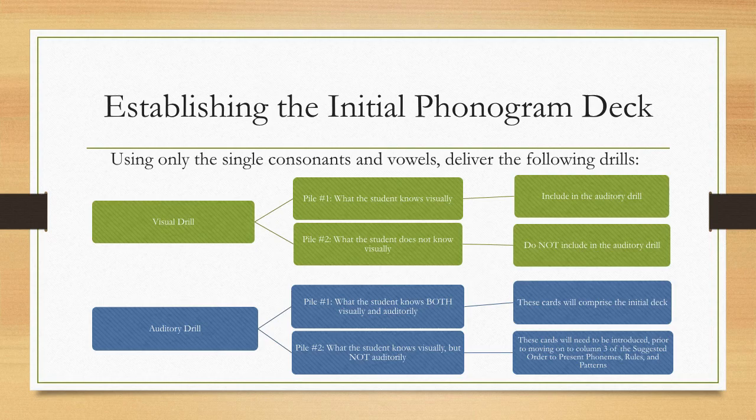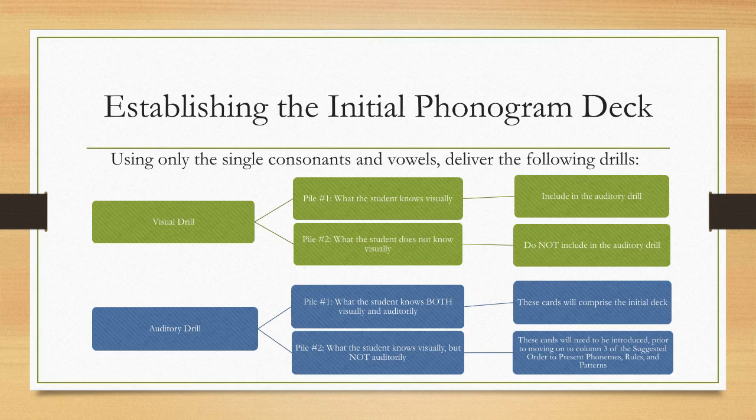When working one-on-one with a student, you will use only the single consonants and vowels to establish your student's initial deck. You will first take these cards out of your phonogram deck. You will then be seated across from your student, ensuring your student can clearly see the phonogram cards. You will deliver a visual drill using the deck of single consonants and vowels that you have prepared. You can view more information about the visual drill along with demonstration videos in the visual drill module.